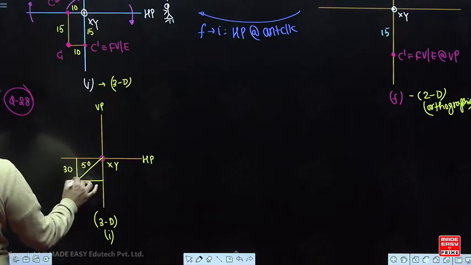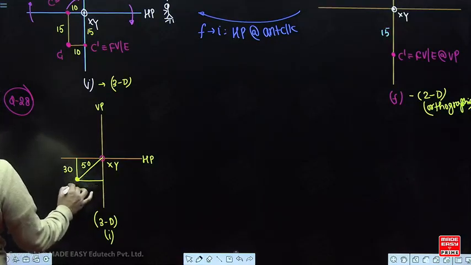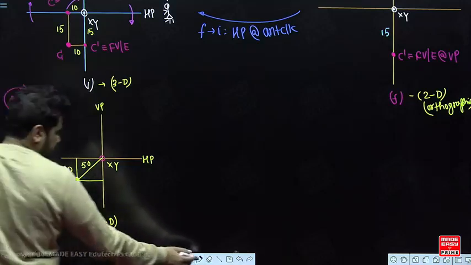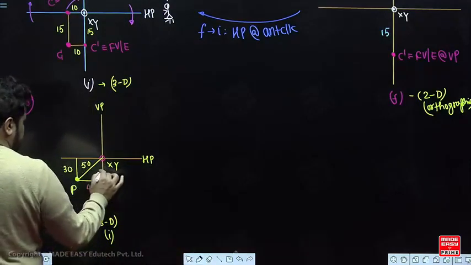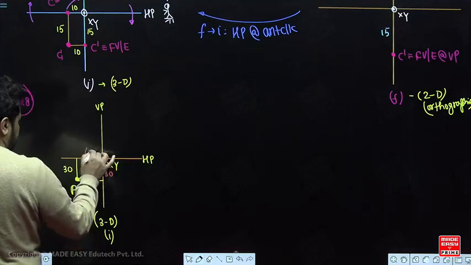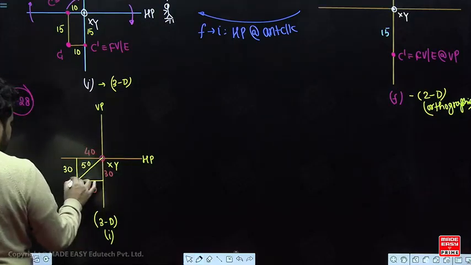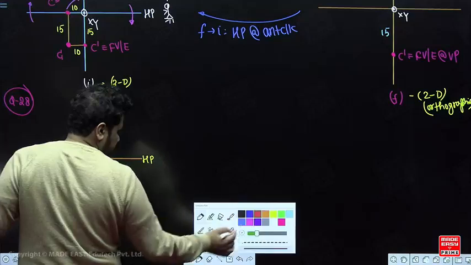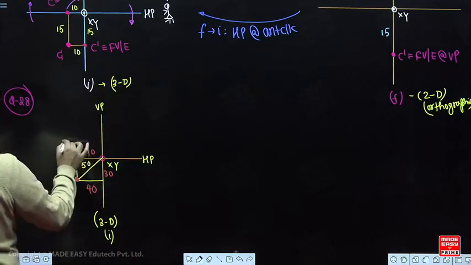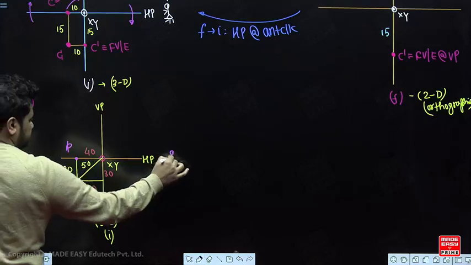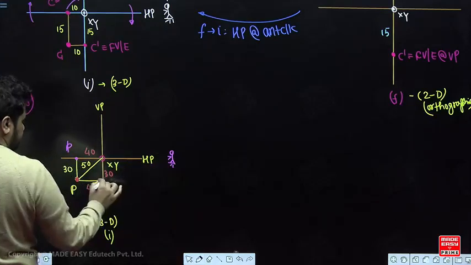This is given. So this is the point P, correct. So this distance will be 40. So that means this is 30 and this is 40. This is the actual position of the point P, correct. So if I draw the projection, the projection will come here. So this will become P, right, and this will become P dash.